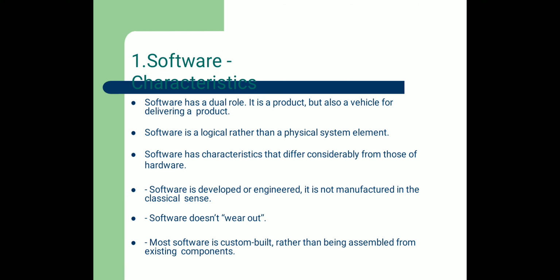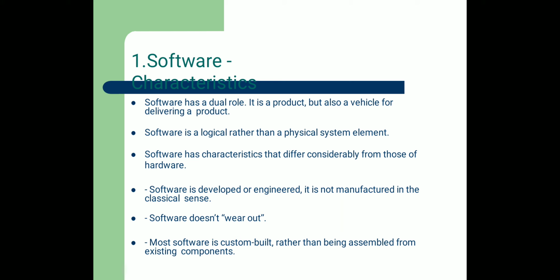What are the software characteristics? Software has a dual role. It is a product, but also a vehicle for delivering a product. Software is a logical rather than a physical system element. Software is logical because we develop software for logic, otherwise we would not need software. So we think logically and go for developing it.